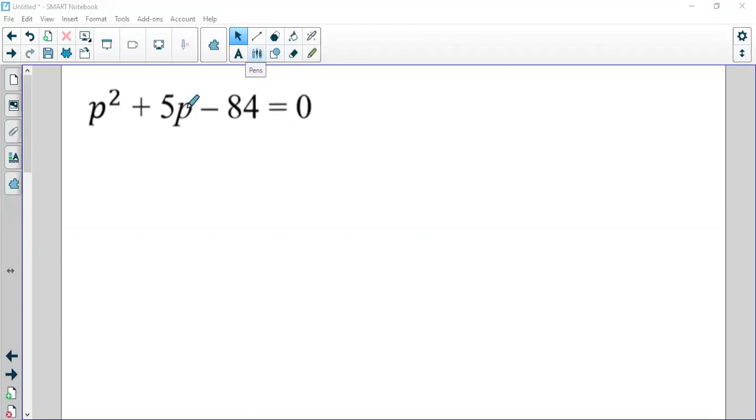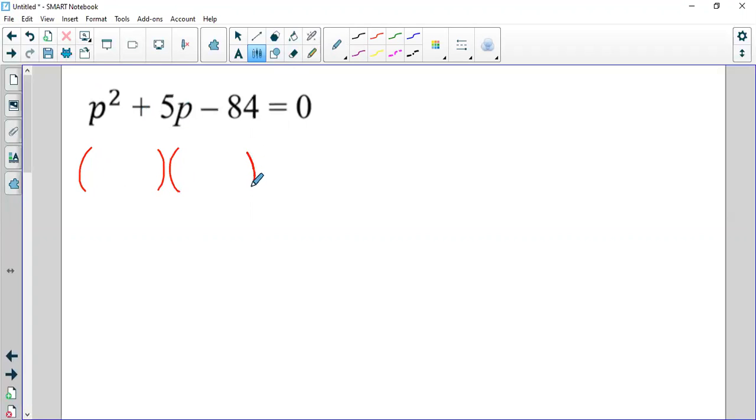I'll take a look at my trinomial. I have an a value of 1. Therefore, I am ready to factor. I'll make my 2 parentheses. I have a c value that is negative. Therefore, I will be subtracting to make the b value. I will fill in my 2 variables, a p and a p. And I need 2 numbers that multiply to make 84 and subtract to make 5.